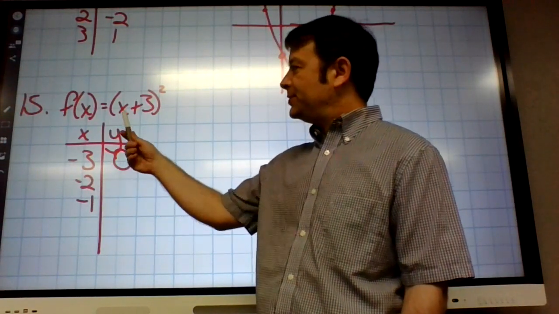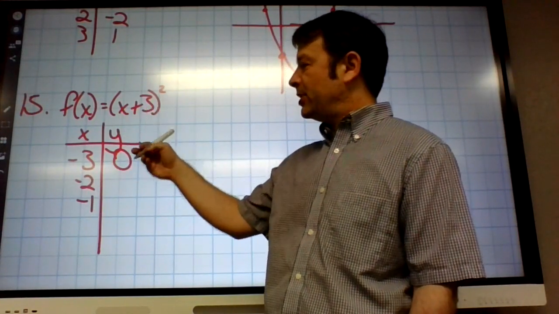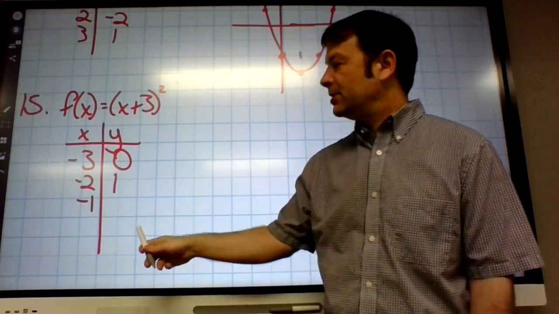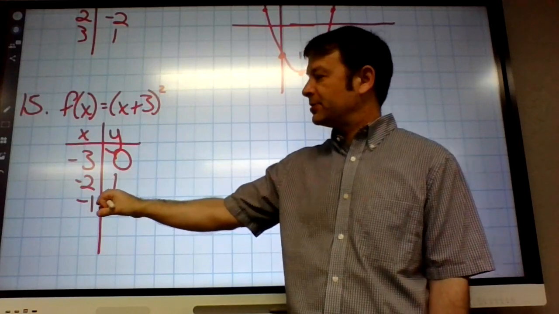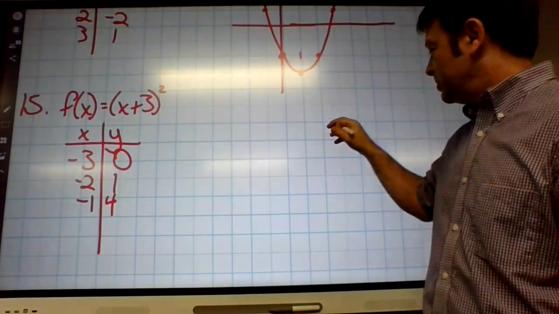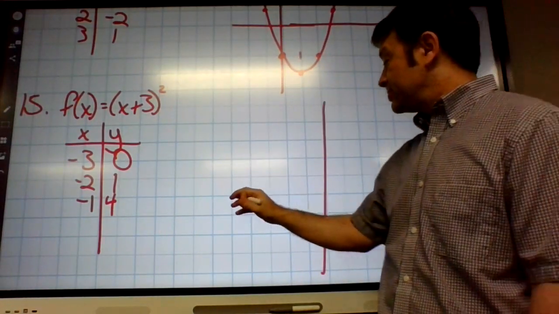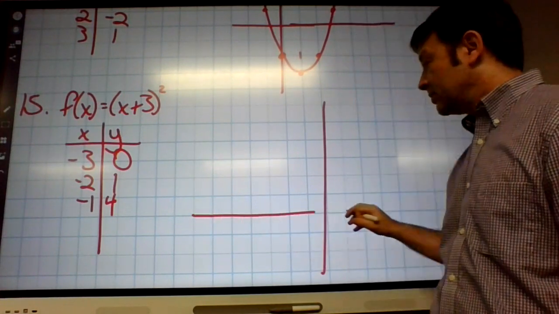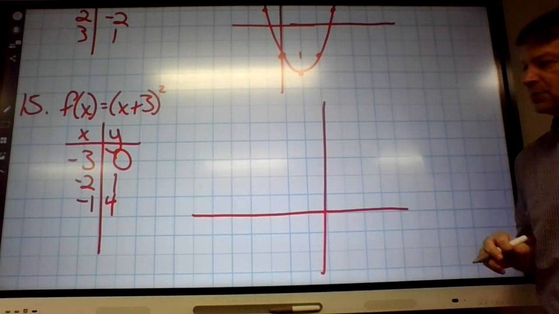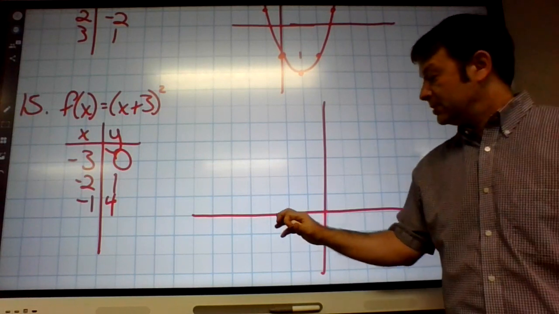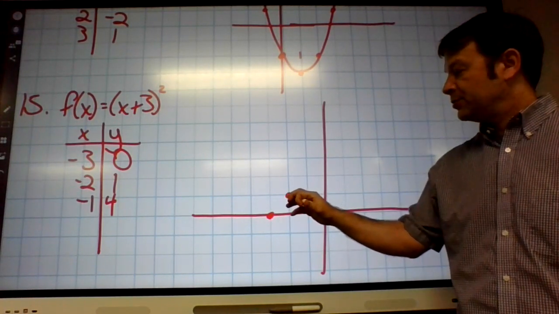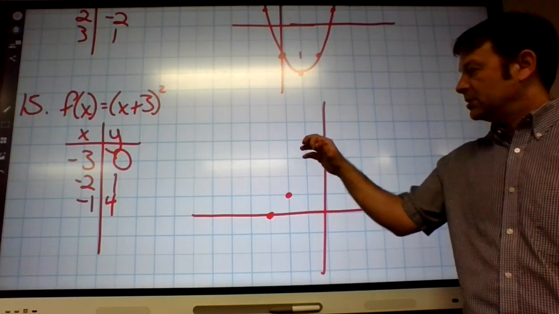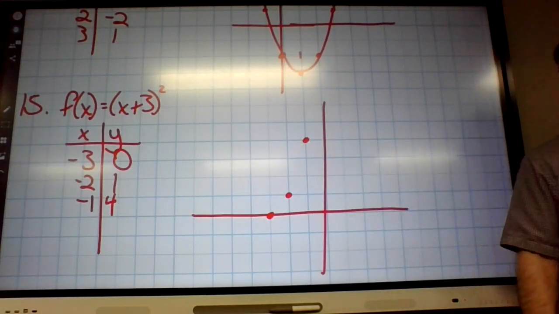If I plug in -2 plus 3, I get 1 squared is 1. -1 plus 3 is 2. Squared is 4. Alright, this one's kind of to the left because all those x values are negative. So, (-3, 0), (-2, 1), (-1, 4).